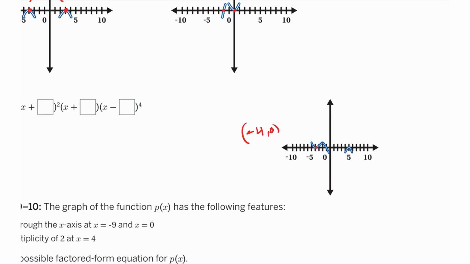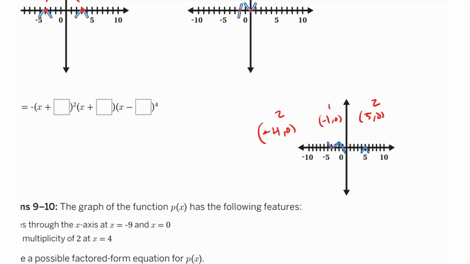0 with a multiplicity of 2, -1, 0 with a multiplicity of 1, and 5, 0 with a multiplicity of 2. And so in this one here, I'm going to call this one 4 to represent this part right here. Then I'm going to call the multiplicity of 1, so this has to be 1, which represents this part right here. And then this has to be 5.